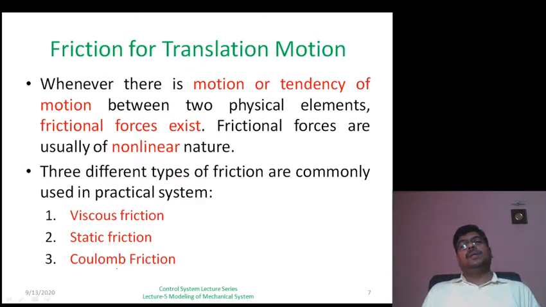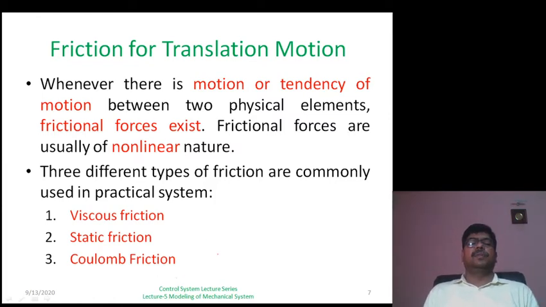Now, if a motion takes place, definitely there will be some resistance that will oppose this motion. These resistances are called frictional forces, and these forces are in general non-linear in nature, but here we are considering them linear up to an extent. So there will be three types of frictional forces that will appear in any mechanical system.